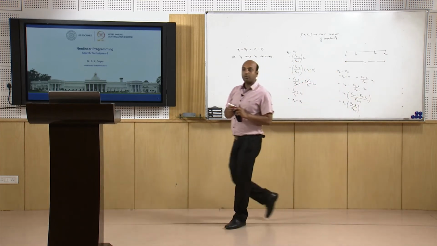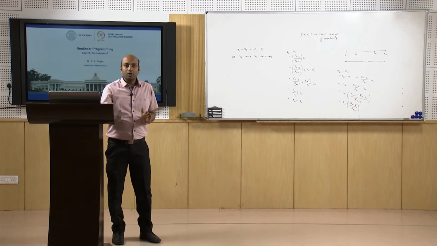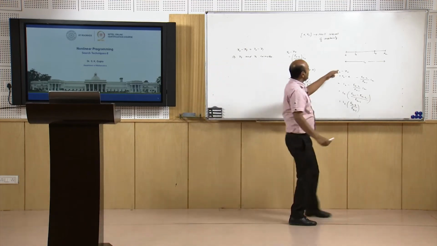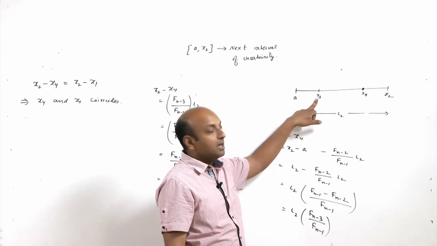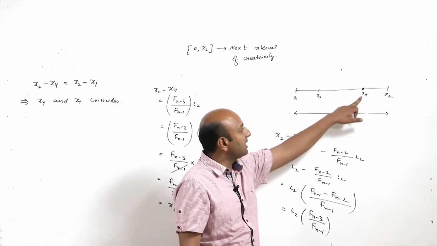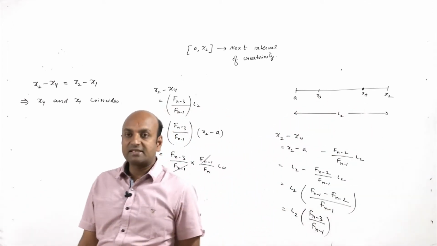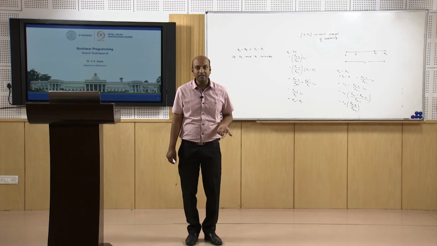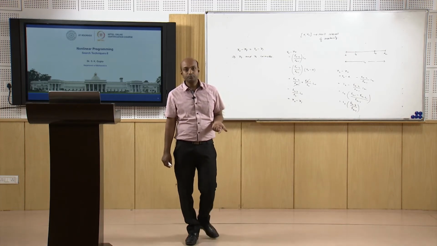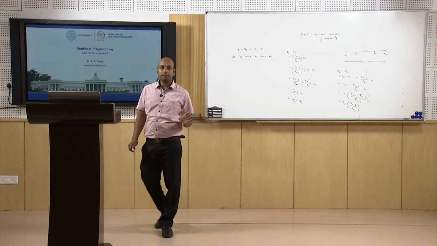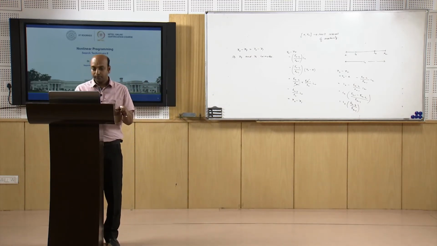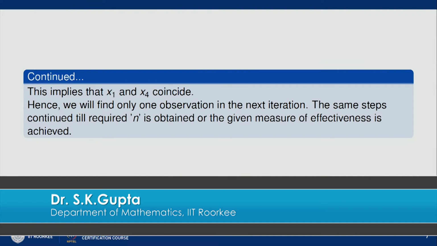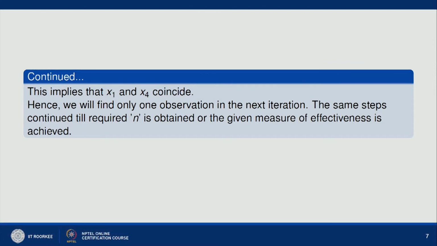Okay. That means in Fibonacci series, in the next iteration, one experiment will coincide with the previous one. So, we have to find only one new experiment, which is x3. Again we will see the value of f(x3) and f(x4), whether f(x3) is greater than f(x4) or less than f(x4); this will decide the next interval of uncertainty and the process repeats. Okay. So, this is the whole method of Fibonacci series. The same steps are continued till required n is obtained or the given measure of effectiveness is achieved.